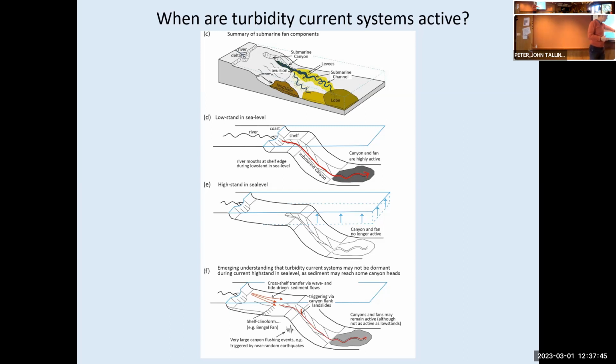And if you go globally, there are systems like the Bengal fan, the biggest on the planet, which is still currently active in the high stand, even though there's a 150 kilometer shelf. With all of these other examples I've shown, we're beginning to understand that they're not quite as dead as people thought they were. So now we need to go out and look at more places to understand how active they are.